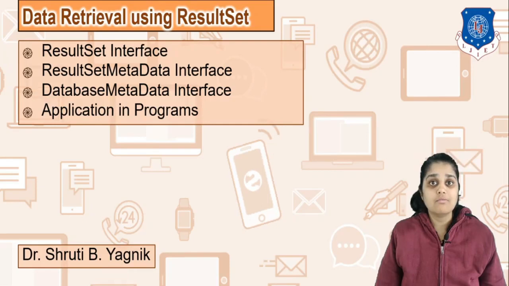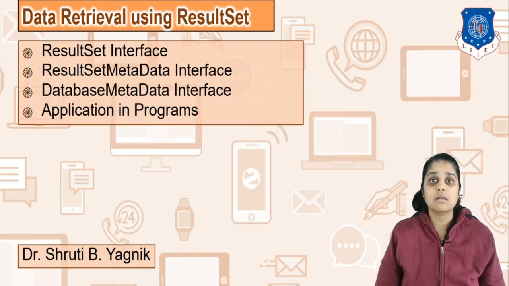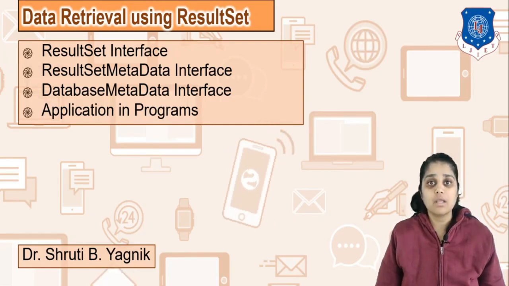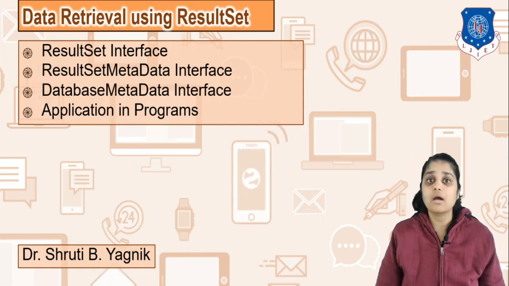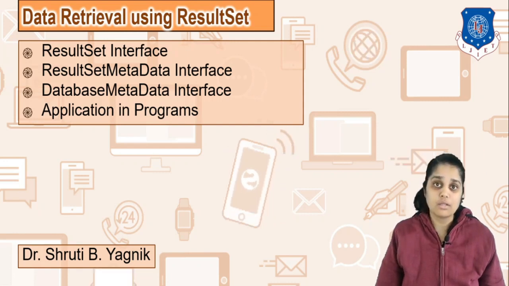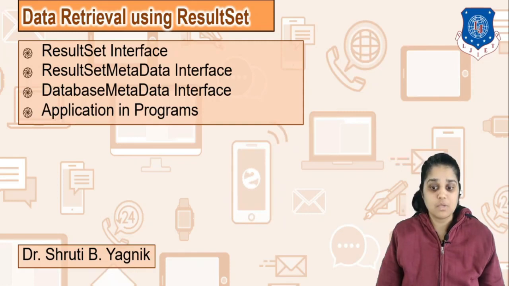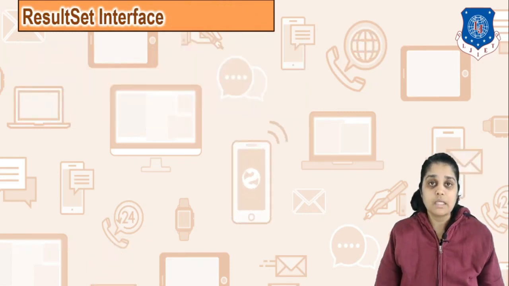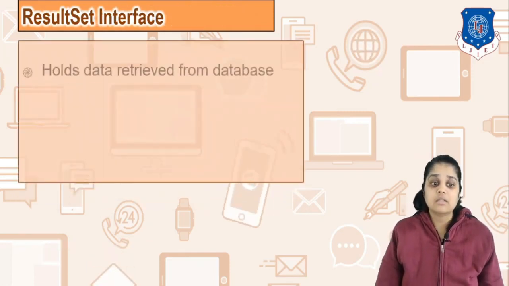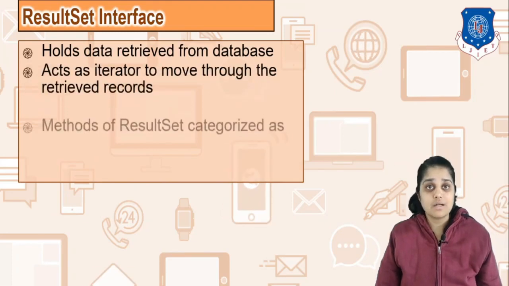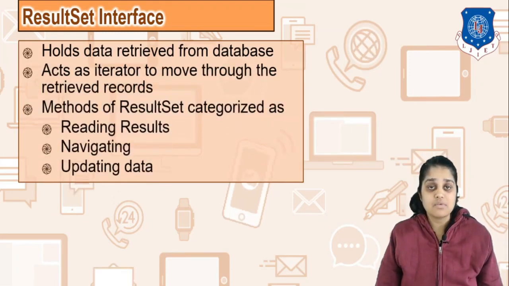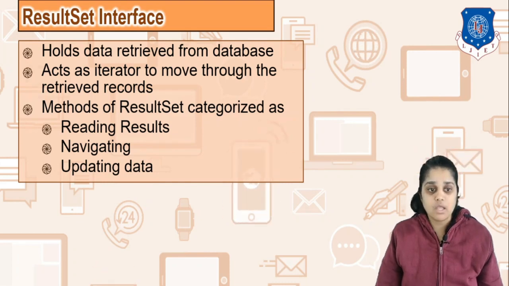So without wasting any time, let us learn how to use them in applications, with a little bit of introduction about all the three interfaces. So let's begin. The ResultSet interface. The name itself is telling you that it is getting you some result from somewhere. Now this somewhere is your database.